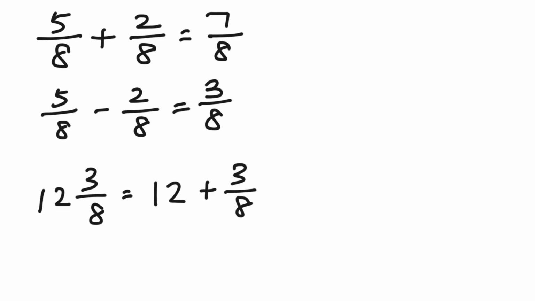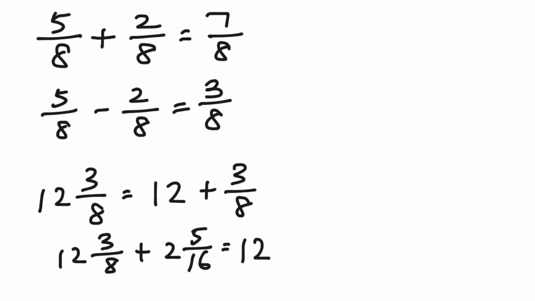So if we want to add mixed numbers together, an example such as 12 3/8 plus 2 5/16, what we would do is we want to make sure that the denominators are the same. In this case, we have 8 and 16, so they're not the same. But what we can do is make both the denominators 16, because 8 times 2 equals 16.